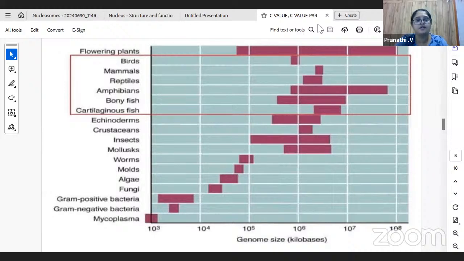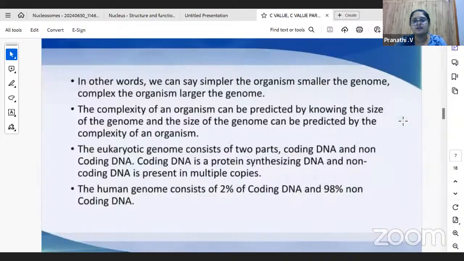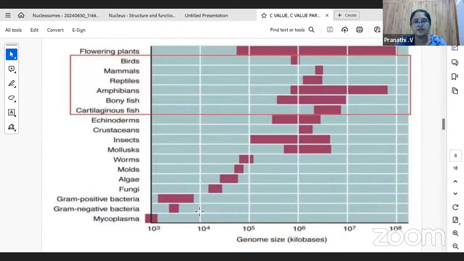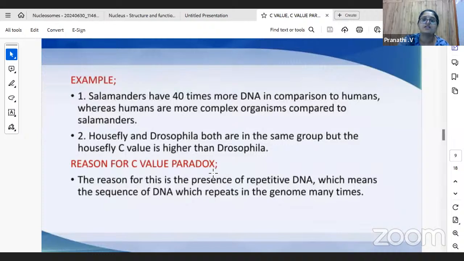So if you see over here, birds, mammals, different kinds, they have just given the genome size and the C value, and you can see flowering plants, birds, mammals, and fish. So genome size and complexity is being given. Salamanders, the frog family basically, have 40 times more DNA. But are they more complex than human beings? Which is actually not true.